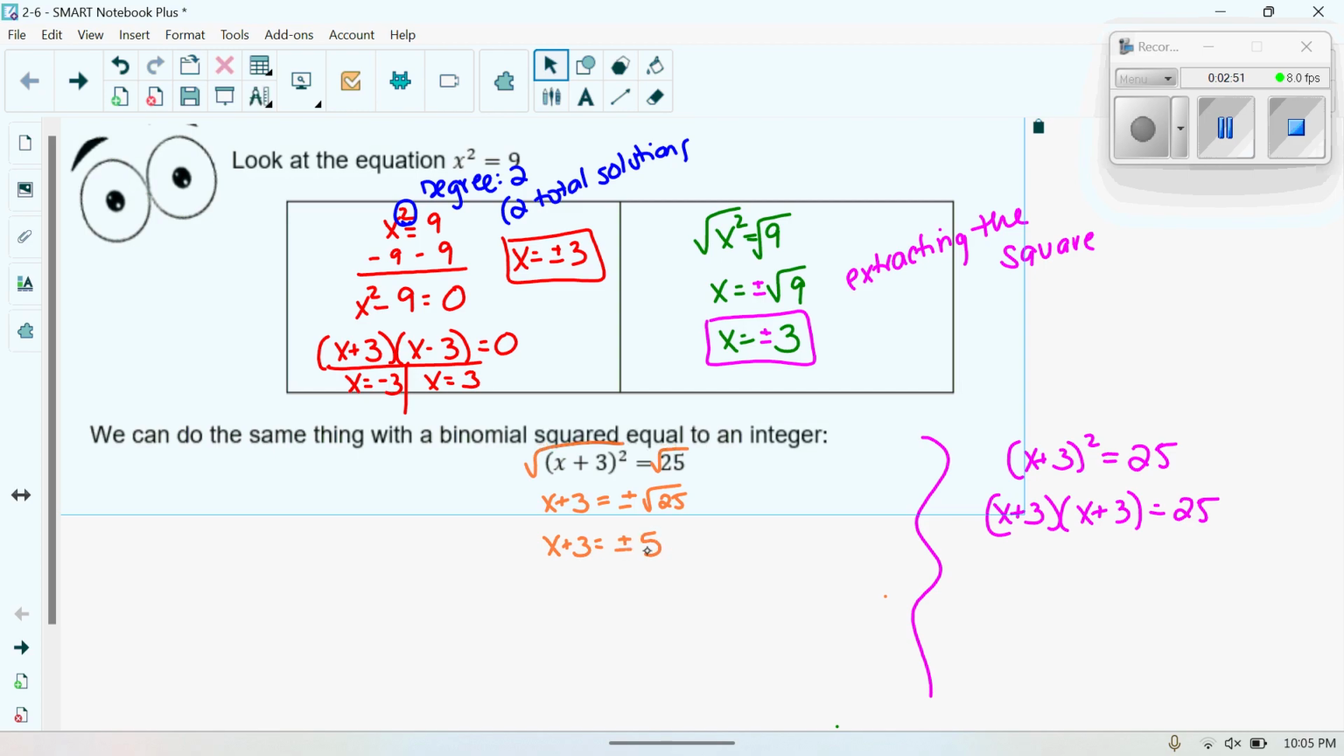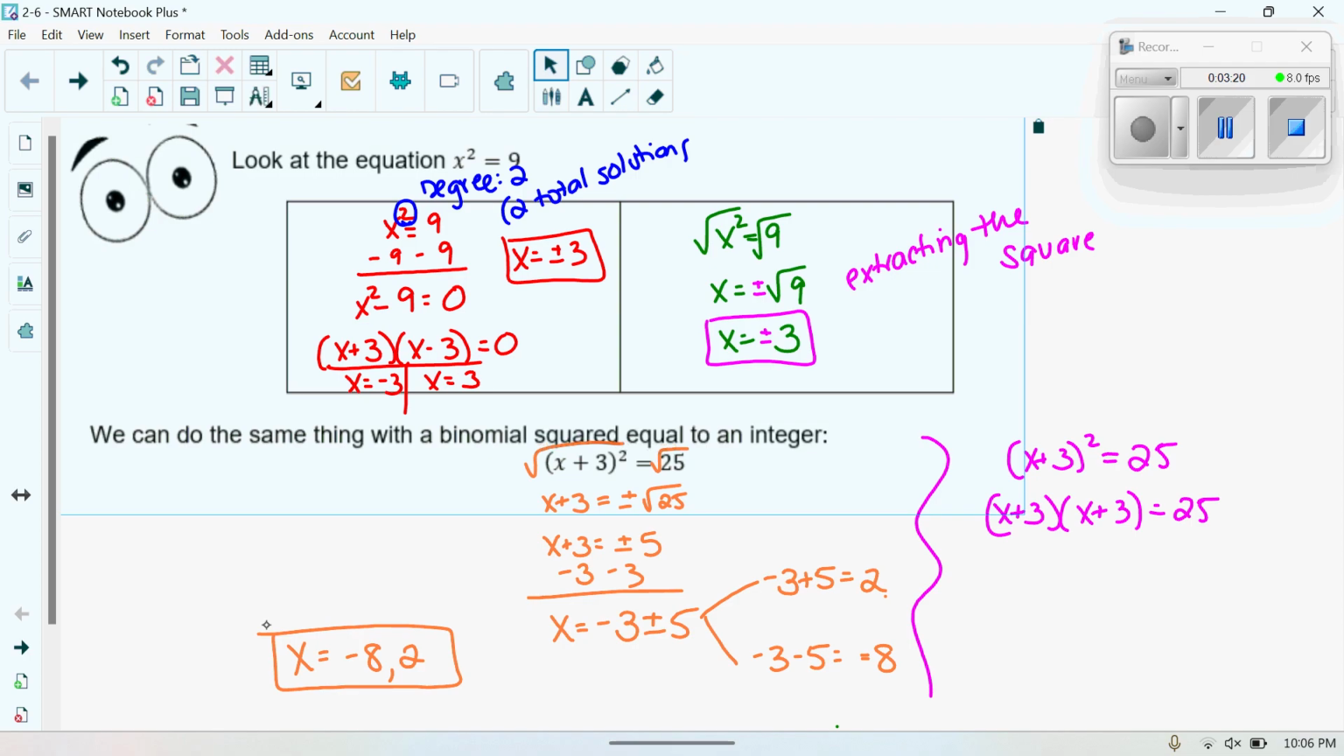I want the x by itself, so I'm going to subtract 3 on both sides. So I get x equals negative 3 plus and minus 5. Now this is 2 separate solutions, remember. Negative 3 plus 5 gives me 2, and negative 3 minus 5 gives me negative 8. So my solutions are negative 8 and 2.